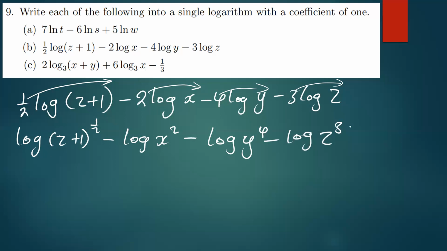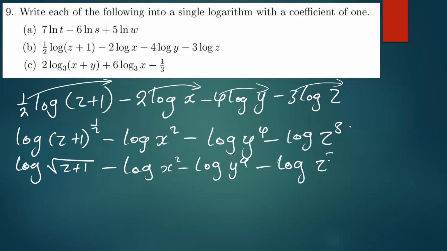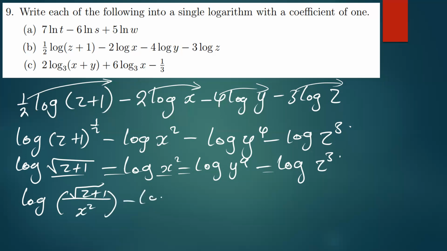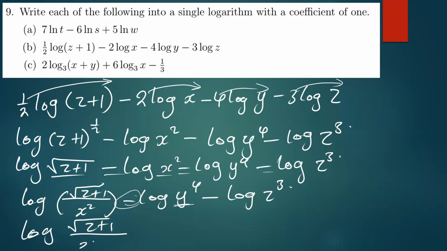And then anything to the power half is just the same as the square root of that thing. So we have log square root of (z plus 1) minus log x squared minus log y to the power 4 minus log z to the power 3. Whenever you're subtracting with logarithms, it means that you're dividing. So we divide this by that. So we have log root (z plus 1) over x squared, then minus log y to the power 4 minus log z to the power 3. So there's also a minus there. It means that we divide by that again. So it means that we're going to have log root (z plus 1) over x squared times y to the power 4, in brackets.